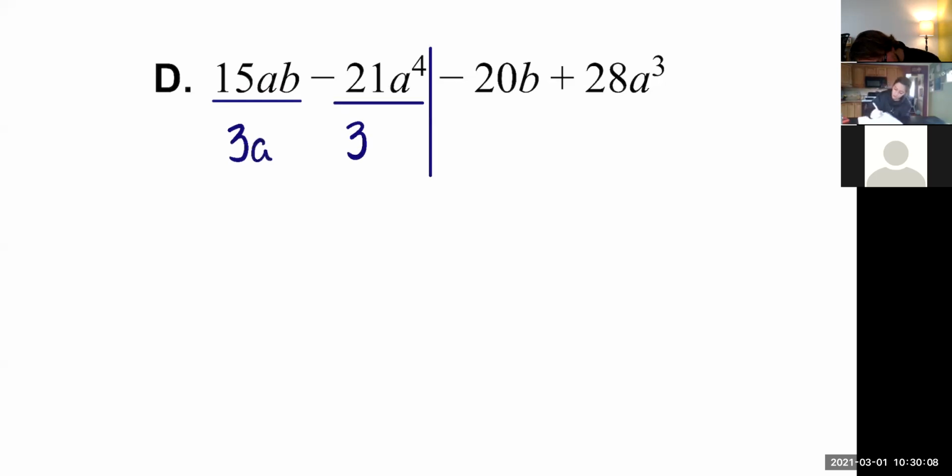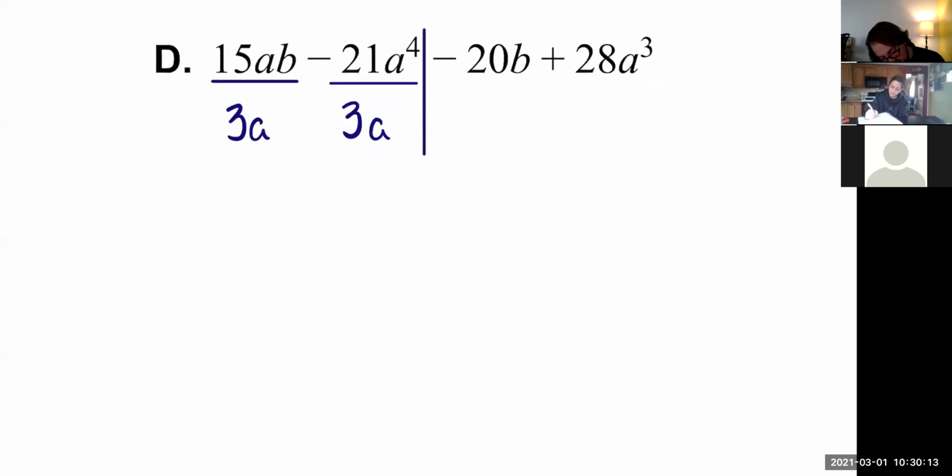Okay. Is that our greatest common factor then? Yeah. So 3a is our GCF for the first half here. Set it aside before I divide. 15 divided by 3 is going to give me a 5. A divided by a, it's gone. B, well, I didn't divide by any other b's, so it's still there. Negative 21 divided by 3 gives me a negative 7.